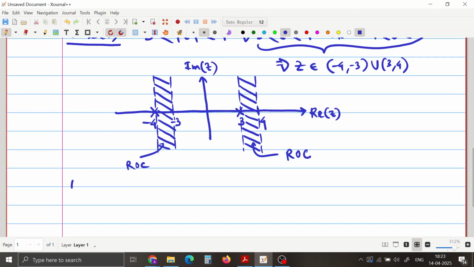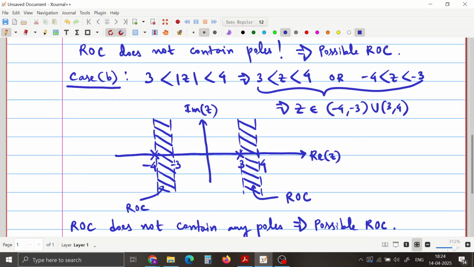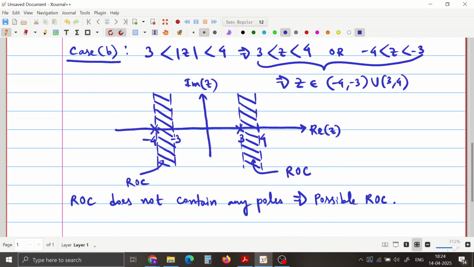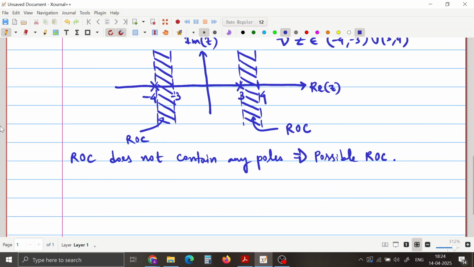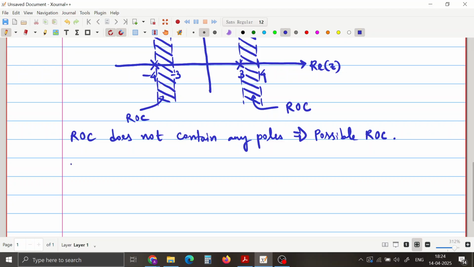So the point is, the ROC does not contain any poles, which means it can be a possible ROC. So again we cannot discard option B as well. So now let us move to the third option, which is case C.